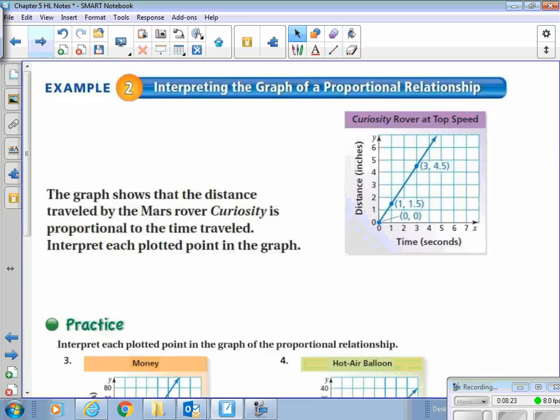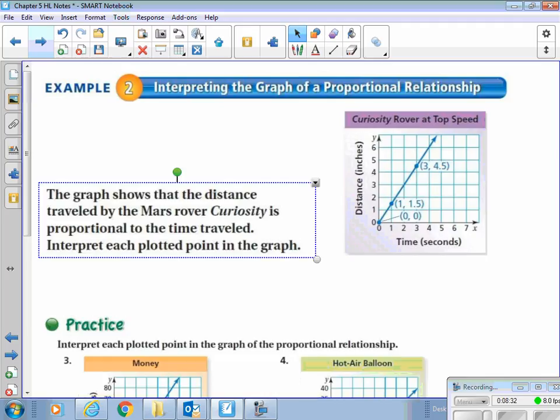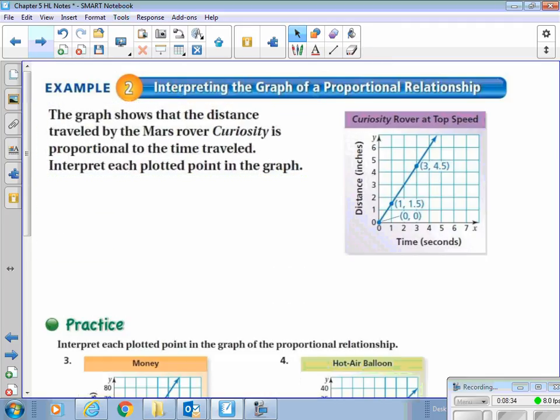The next part of this extension, interpreting the graph of a proportional relationship. What do each of these points actually mean on the graph? I'm going to move this up out of my way. It says the graph shows that the distance traveled by the Mars rover, Curiosity, is proportional to the time traveled. Interpret each plotted point in the graph.